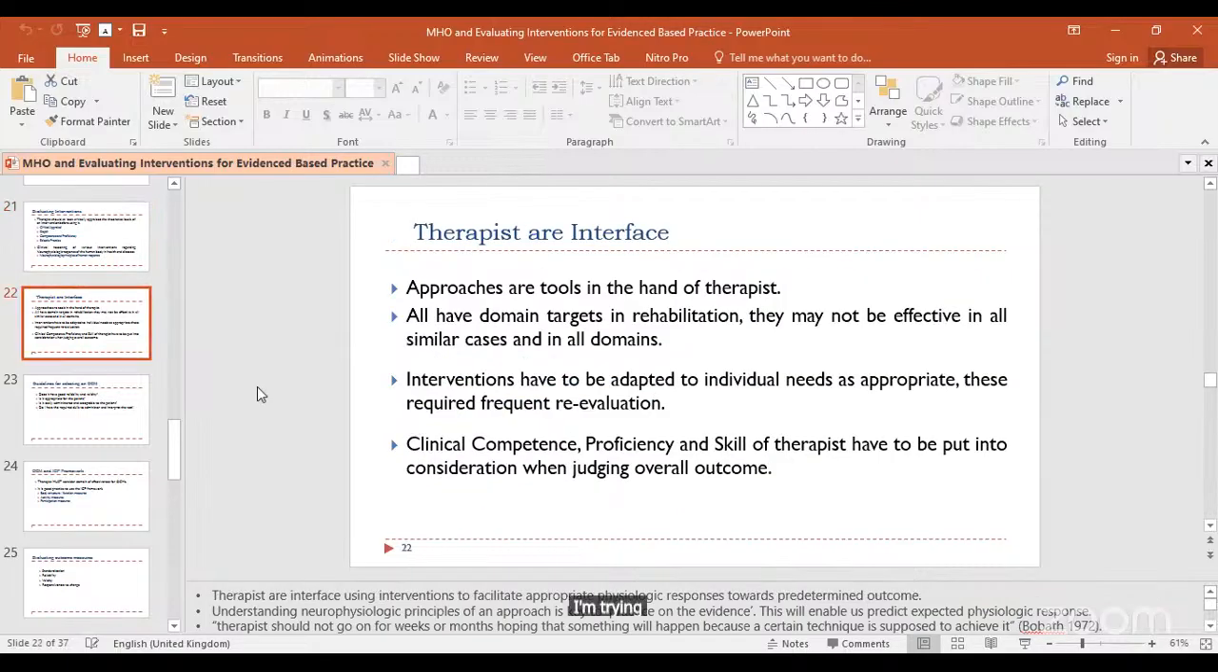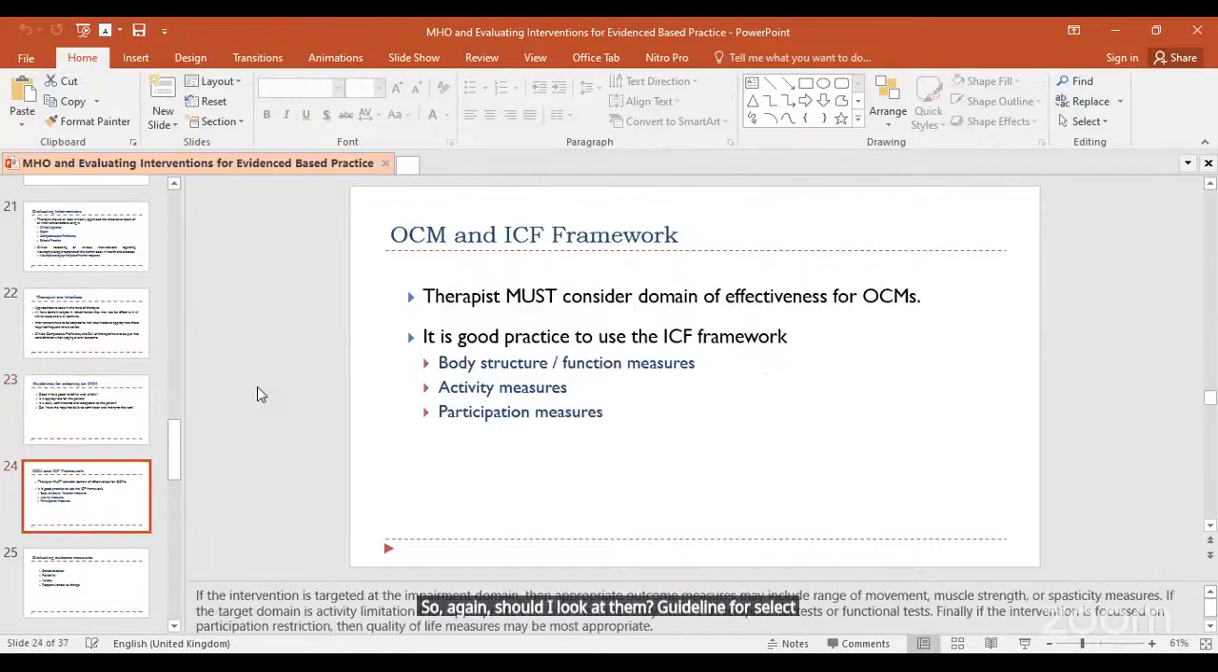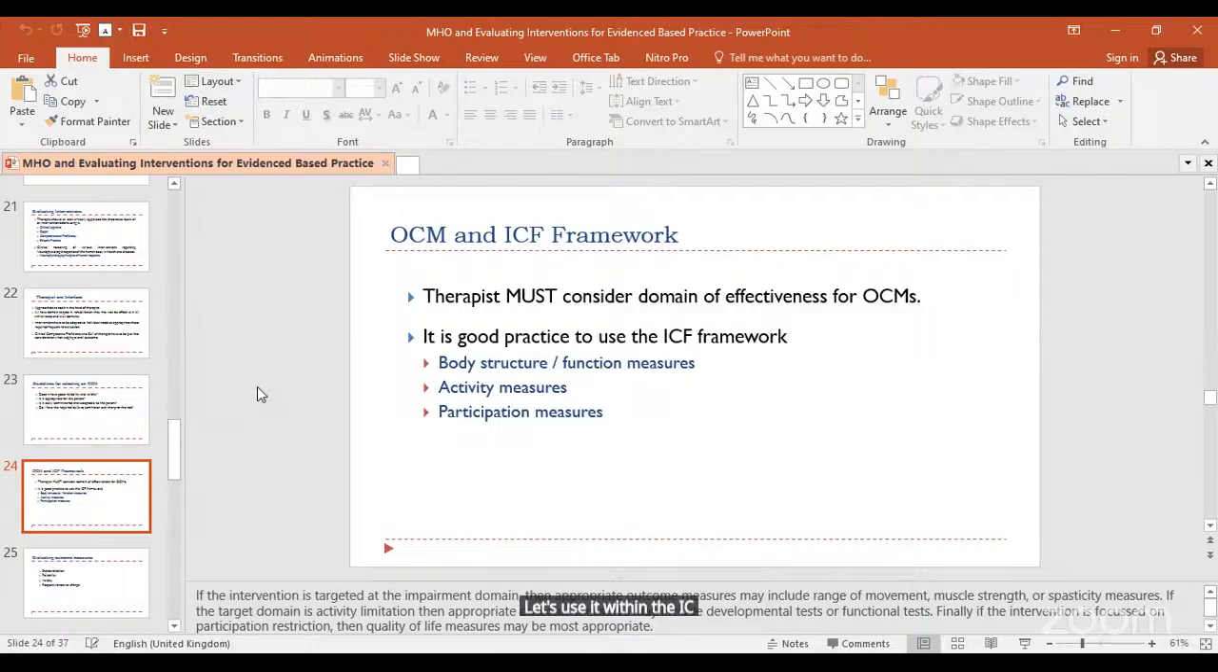I'm trying to skip a lot of things so that we can pay attention to what matters. So again, should I look at guidelines for selecting good outcome measures? We all know all this. What I can just say is that whatever outcome measures we use, let's use it within the ICF. The ICF is very important for us to use in our practice, irrespective of our professional leaning.